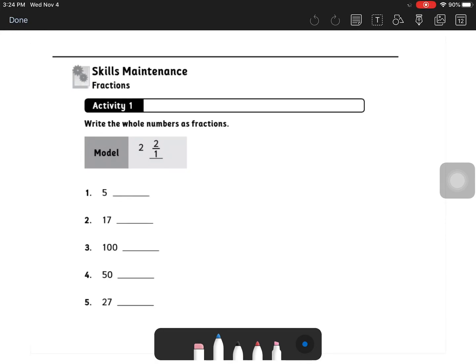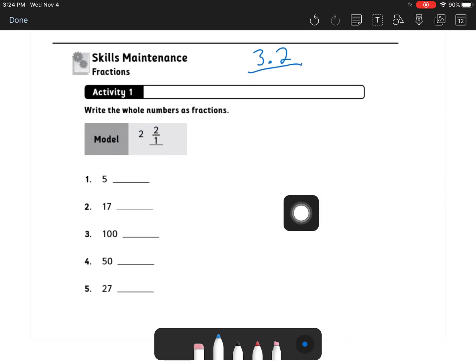We're going to start some notes here for section 3.2. So this is the second lesson in chapter 3. All right, so we did this, I think, in the first lesson.